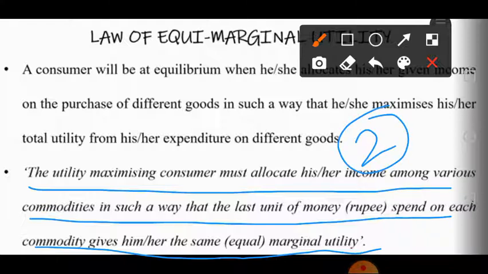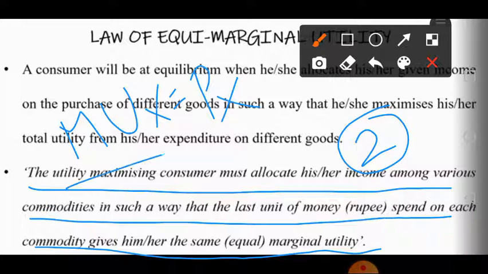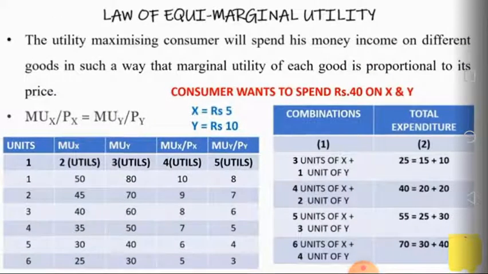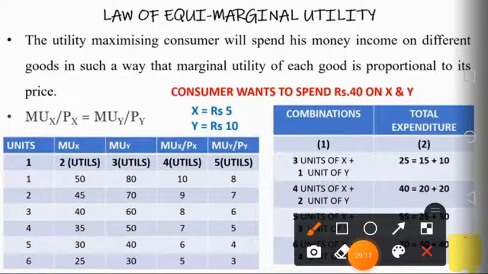In the previous session he was purchasing only one, and when MUX was equal to PX, he was totally satisfied, and this was the condition of consumer equilibrium in case of one commodity. Here we are going to discuss the two commodity case. So what will be the situation? Very similar. The condition is given to you, that is MUX upon PX is equal to MUY upon PY. When both are equal, she will be satisfied.